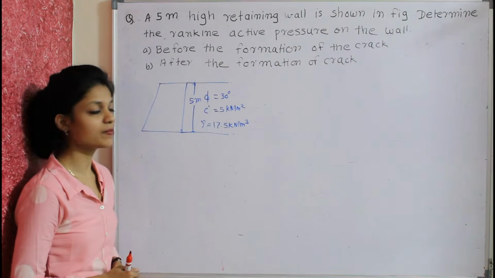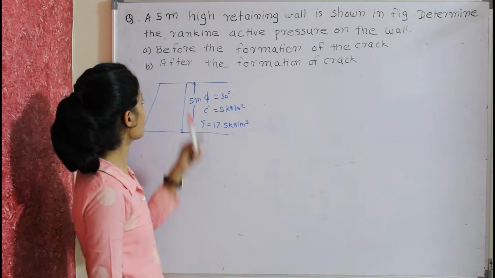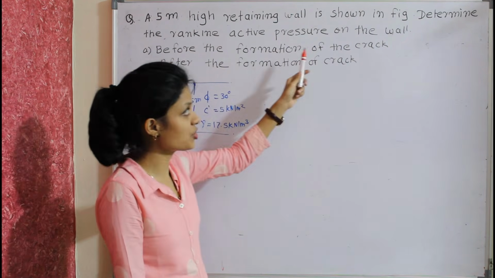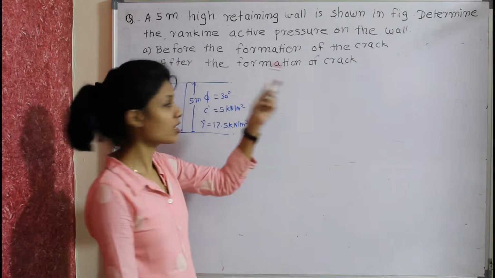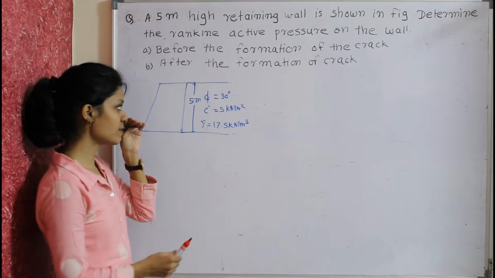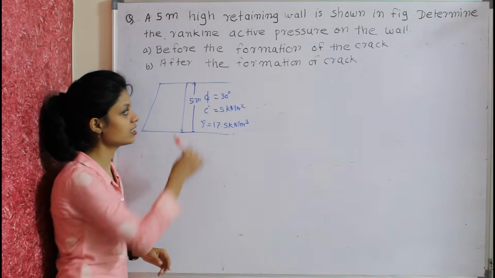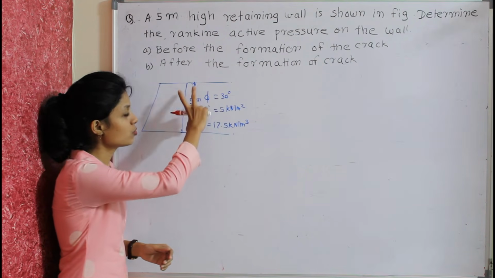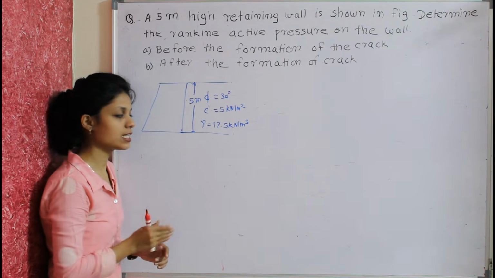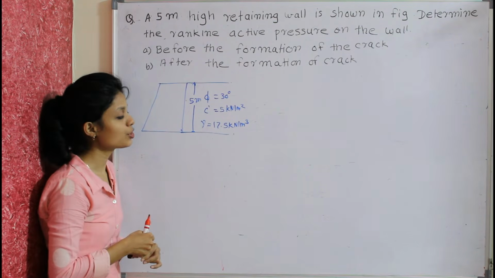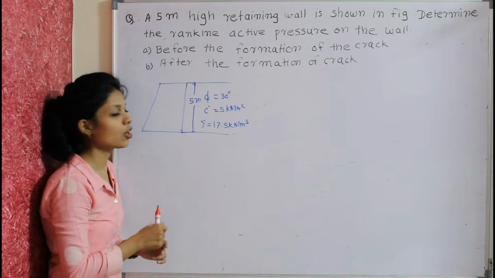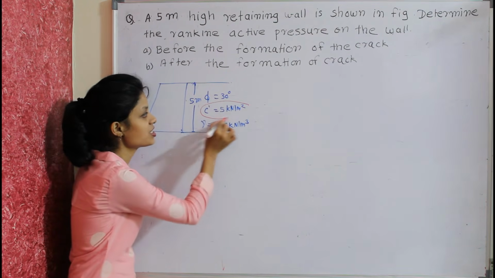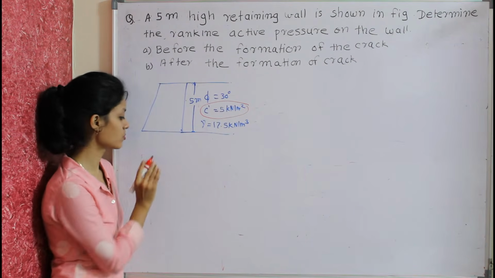Okay. Next question is based on cohesive soil. A 5-meter high retaining wall is shown in the figure. Determine the Rankine active pressure on the wall before the formation of a crack and after the formation of a crack. What is given? The thickness of the layer is 5 meter. Only one layer is present, so throughout this height the unit weight is the same, 17.5 kN per meter cube, and phi equal to 30 degree. C dash equal to 5 kN per meter square. You can see C dash is given, that means the soil is cohesive.